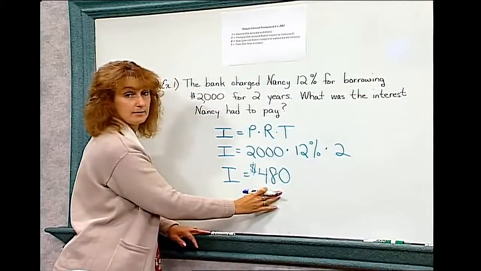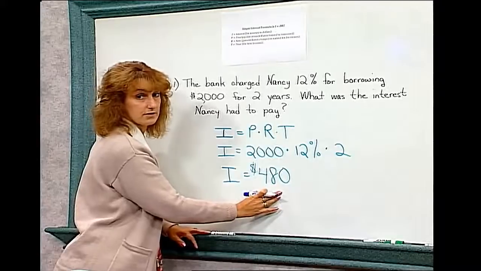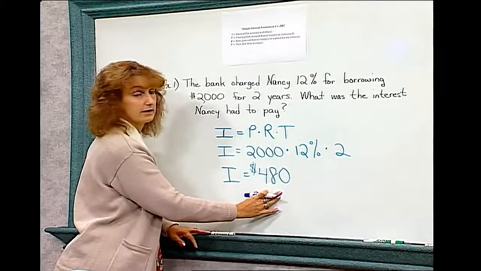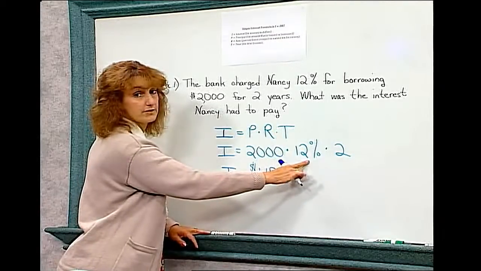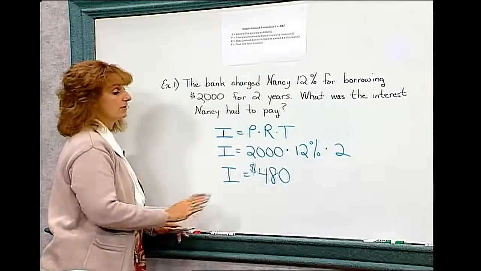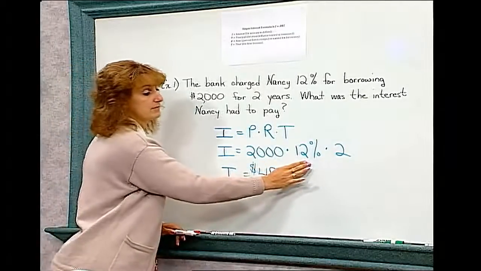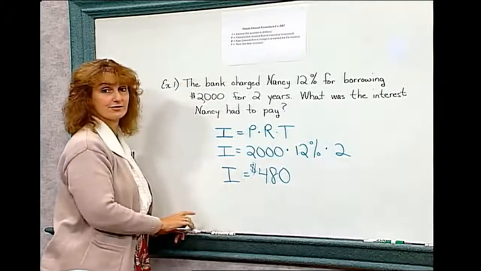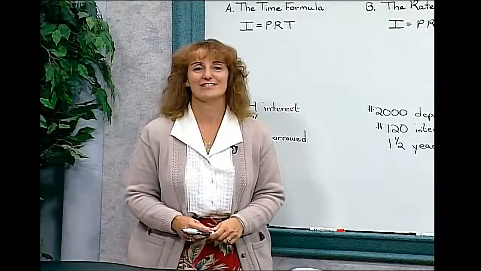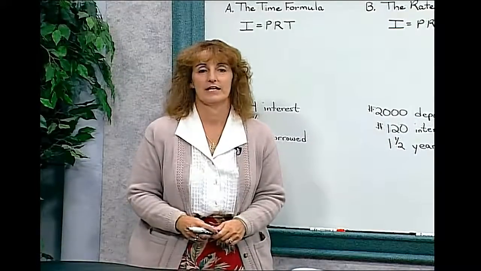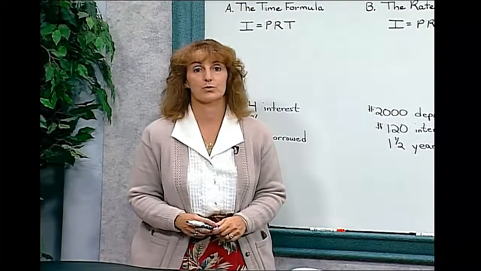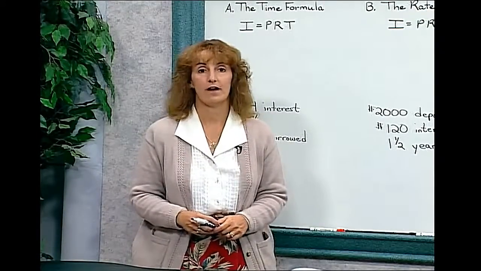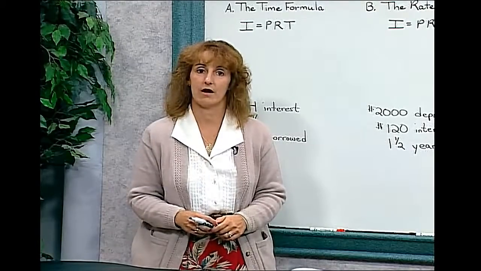Remember, we're talking about money, so we have to label it with dollar signs. If you don't use the calculator, once again, make that 12% 0.12. So this was the principal times the rate times the time, and we have $480. Let's look at a few more examples. In these cases, the interest will already be given, and you will have to find the principal, rate, or time.